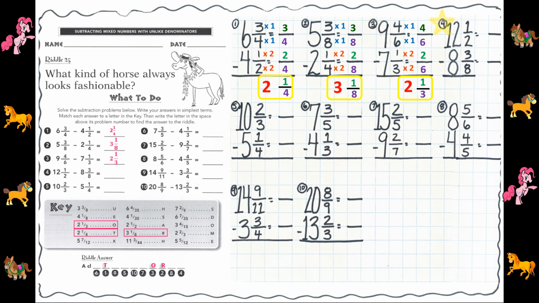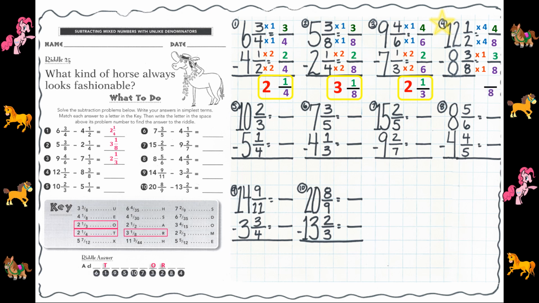Pause the video, copy and solve problem 4, unpause the video to see the answer. 8 is my larger denominator. It is a multiple of 2, so I can use it as my common denominator. 2 times 4 is 8. 1 times 4 is 4. 8 times 1 is 8. 3 times 1 is 3.